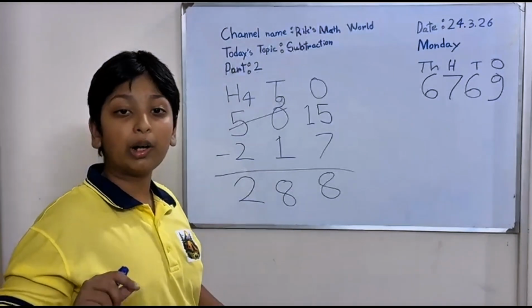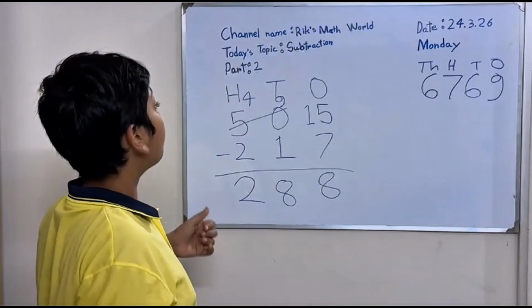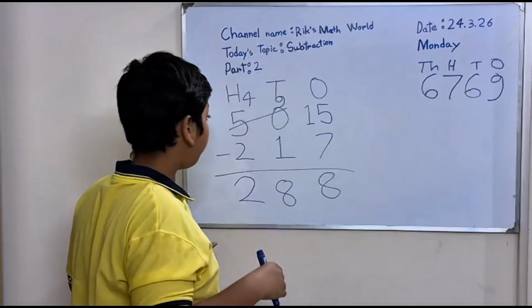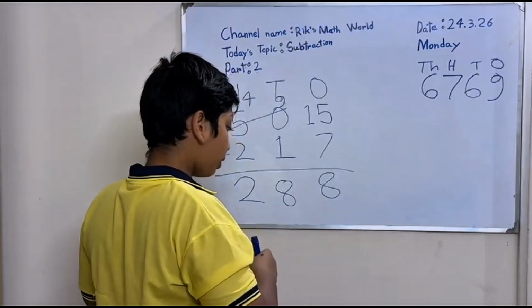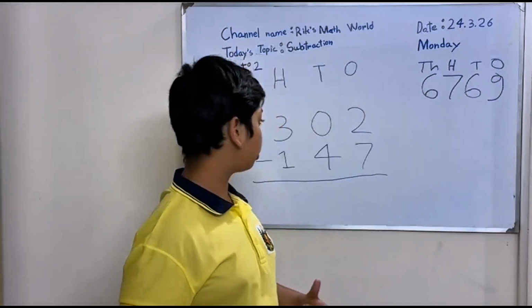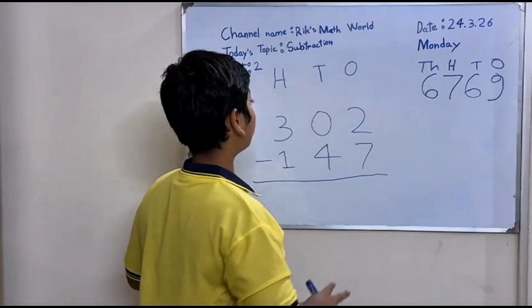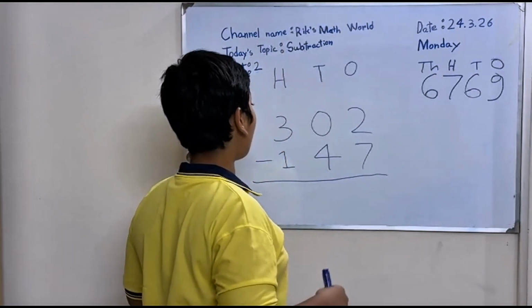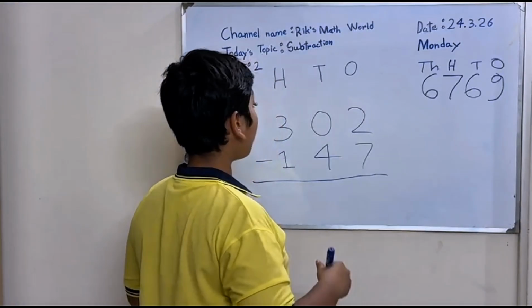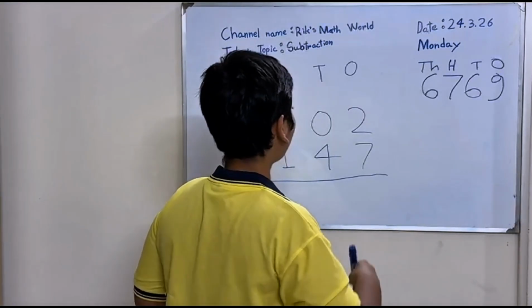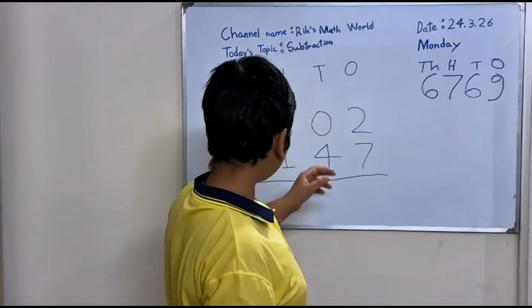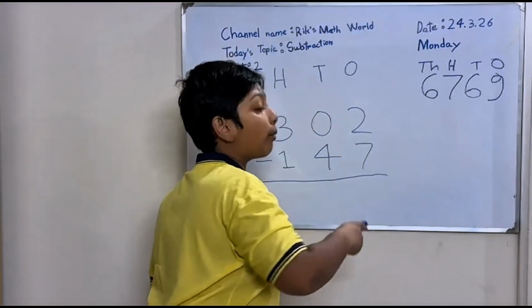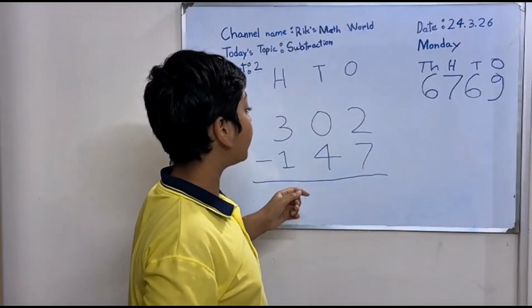So I will give you one more example of this type of math problem. So let me do it. Friends, now we are going to do this math problem. So the numbers we can see are 302 minus 147. So we cannot subtract in this particular situation because the above number is smaller than the down number.